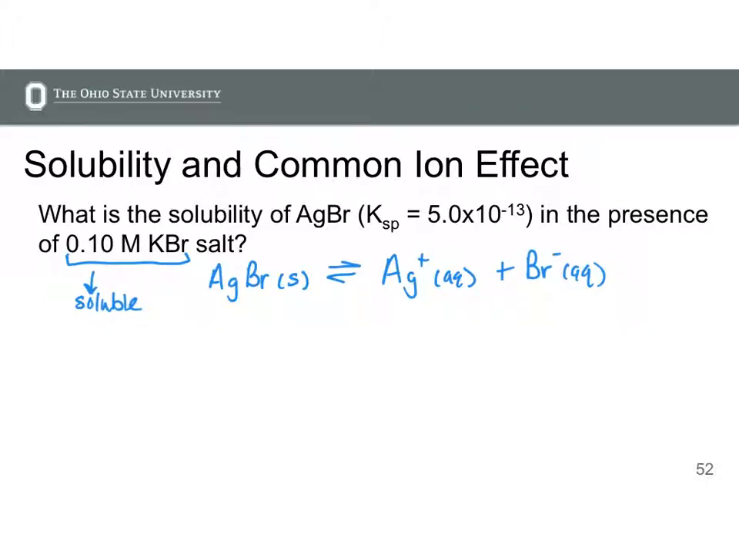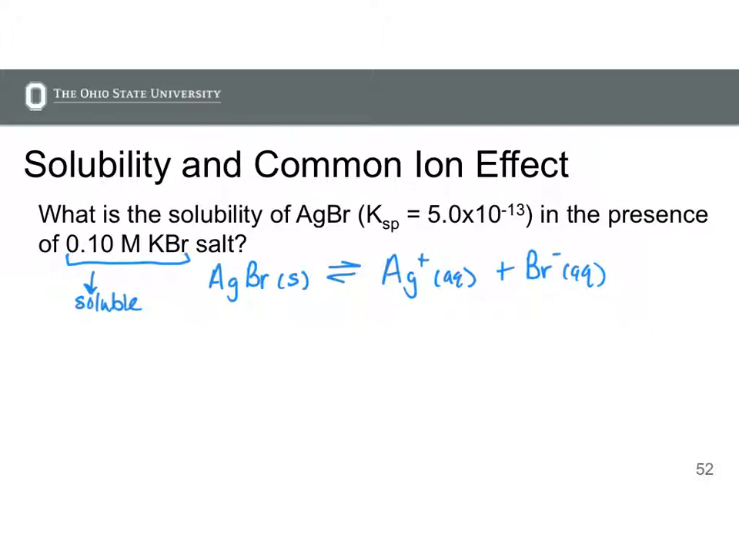Okay. So when we put 0.1 molar potassium bromide in solution, we're going to get 0.1 molar bromide ion. So now we have some initial concentration of product. What's going to happen to the solubility, increase or decrease? Stay the same? Decrease, right. We're going to force the equilibrium back to the reactant side. So we can actually calculate what the solubility of silver bromide will be with the addition of potassium bromide.